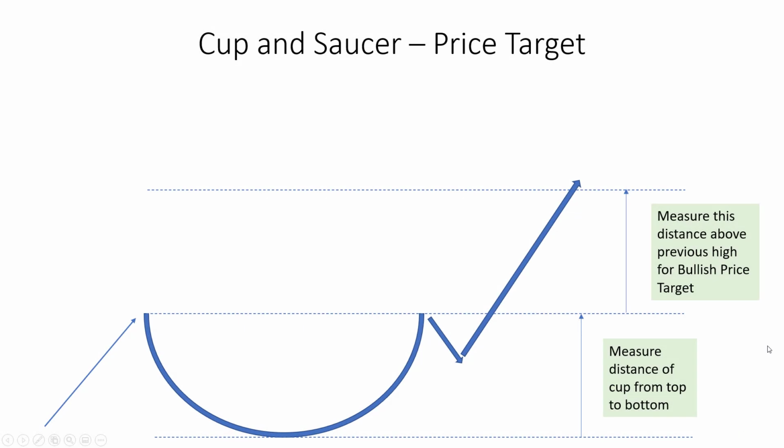Price target for a cup and saucer pattern. So looking at the most bullish scenario, when we described in the last section a long period to form the cup and the handle, rising volume, especially on the breakout. In the most bullish scenario, we can measure from the bottom of the cup through to the top of the cup, and we will project that price upwards to give us our bullish price target.